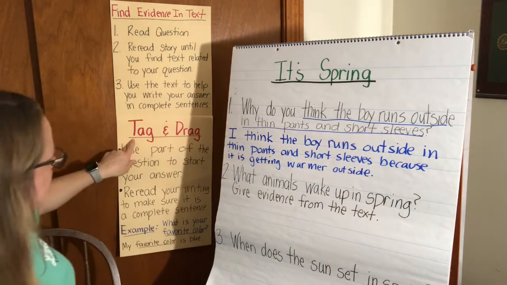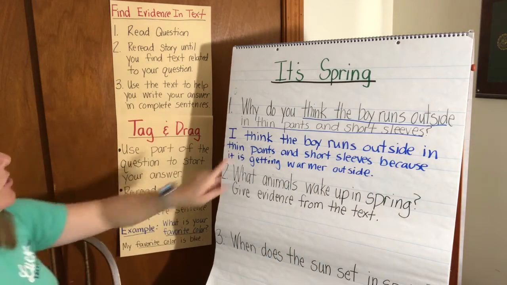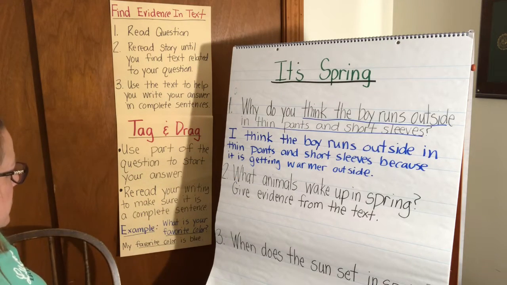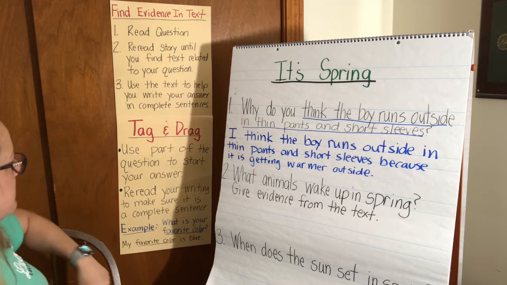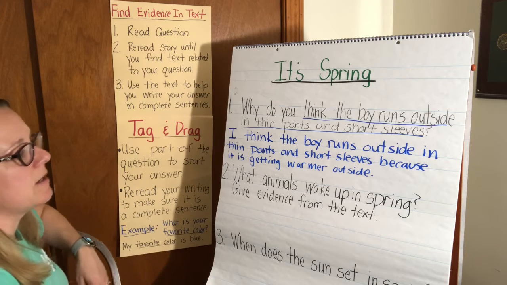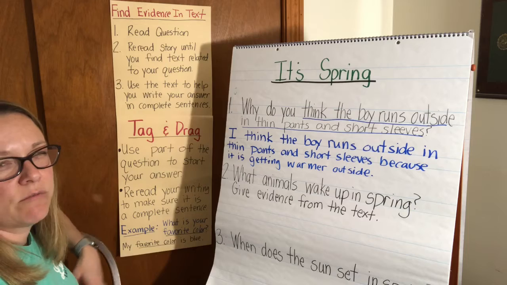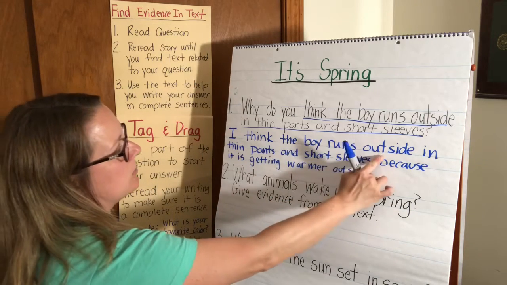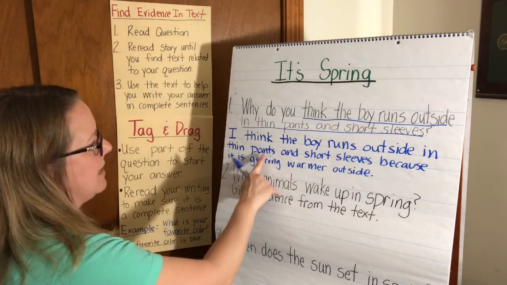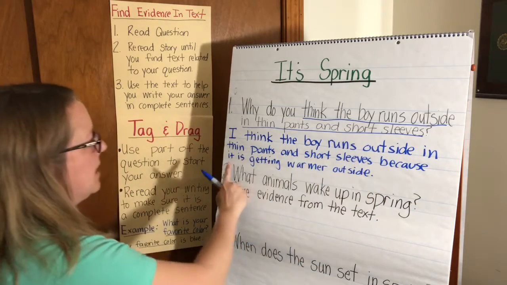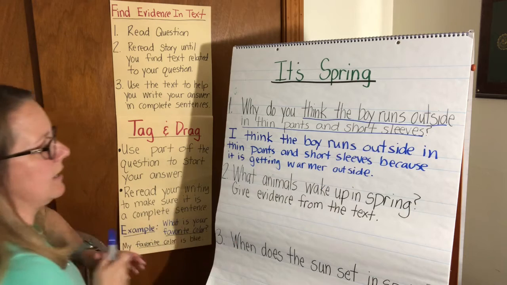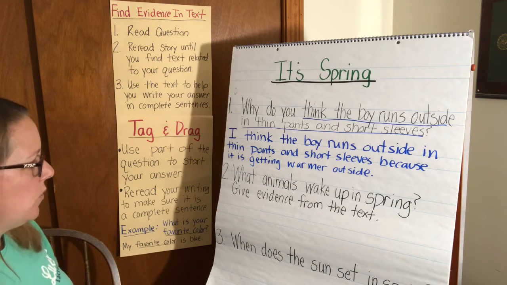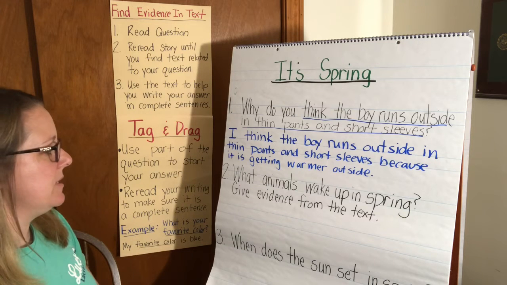Okay, so tag and drag. I used part of the question to start my answer, and I underlined it so I remembered which part to use. Now the next part is reread your writing to make sure it's a complete sentence. I need to do that. All good writers and readers do that. I think the boy runs outside in thin pants and short sleeves because it is getting warmer outside. Okay, so I answered number 1. Number 2, what animals wake up in spring?